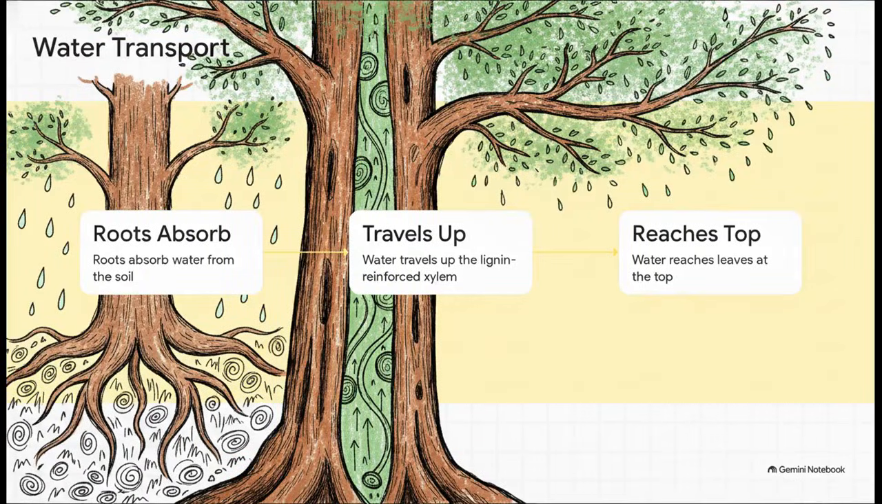So let's apply this back to our massive redwood tree model. How exactly does that water get 300 feet into the air? Well, step 1, the roots absorb water from the soil far below the ground. Step 2, that water travels up those lignin-reinforced xylem tubes, fighting gravity every single inch of the way. And step 3, the water finally reaches the leaves at the very top of the tree canopy. It is a highly efficient, continuous elevator of hydration.